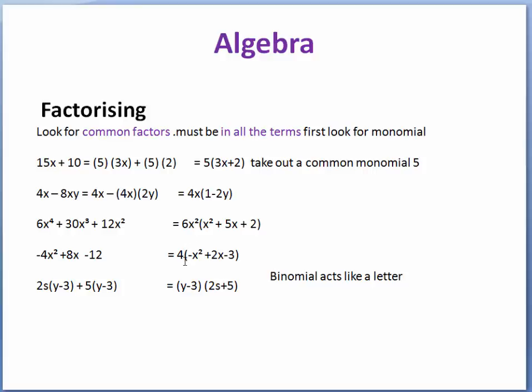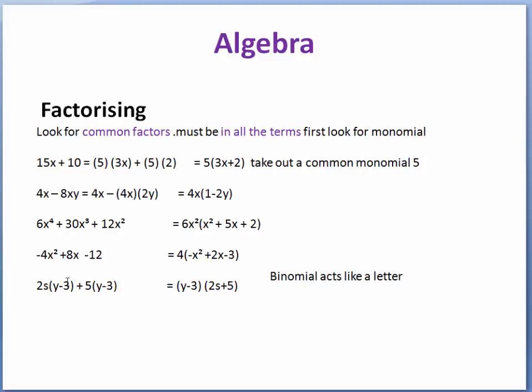So 4 outside the brackets. What do we have to multiply by 4 to get x squared, or actually minus x squared in this case, because don't forget this minus. So that's minus x squared. 4 multiplied by minus x squared is minus 4x squared. What do we multiply by 4 to give us 8x? That's 2x. 4 multiplied by 2x gives us 8x. What do we multiply by 4 to give us minus 12? That's minus 3. 4 multiplied by minus 3 is minus 12. So if we multiply this out, we get our original 3 terms.